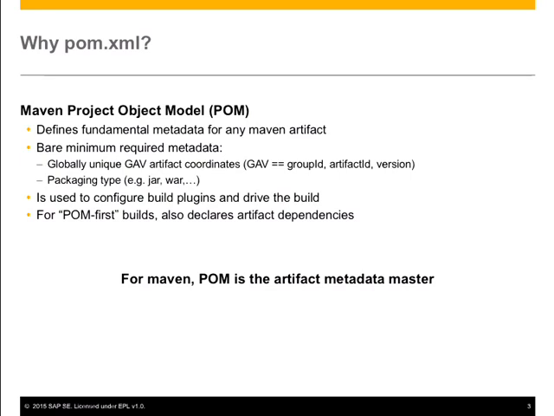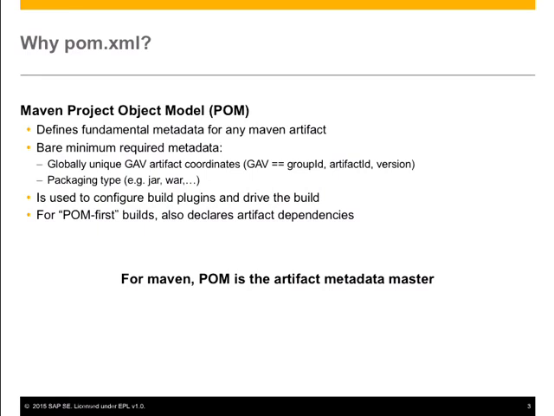And there is some bare minimum required metadata that goes along with this POM, such as the so-called GAV coordinates. So there's a group ID, an artifact ID, and a version for each Maven artifact which exists in the world, and this is used to uniquely identify it. Then there's also things like a packaging type. So, is it a jar or a war or any other type of artifact?